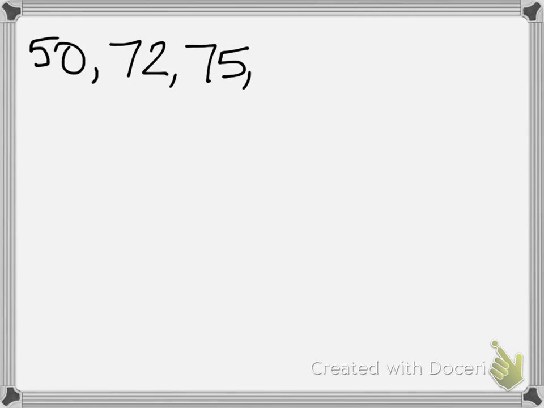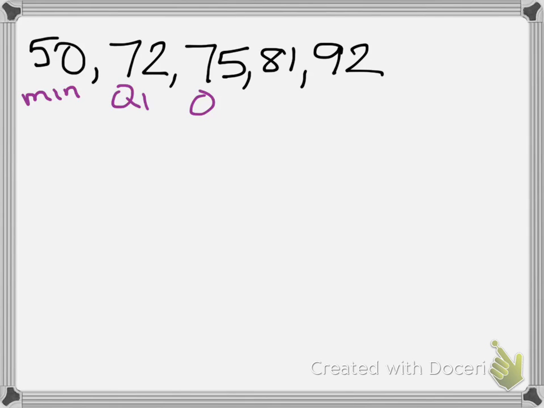So let's go ahead and get into this. I have a 5-number summary for us. This did come from a data set, but we're just going to look at the 5-number summary. So we've got 50, 72, 75, 81, and 92. Okay, so 50 would be our minimum, 72 would be the Q1, 75 is going to be our Q2, 81 is going to be our Q3, and 92 is going to be our maximum. And remember, Q2 is also known as the median.